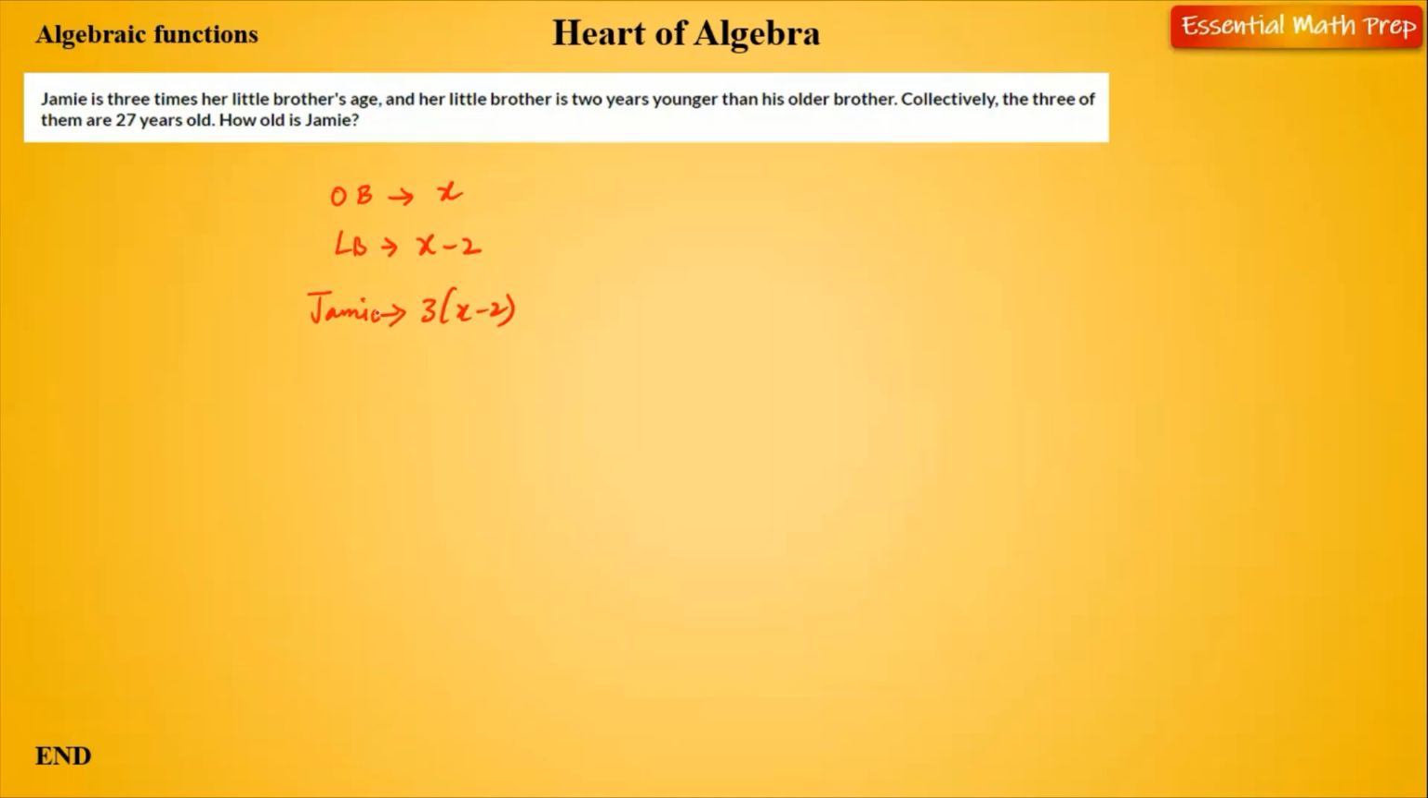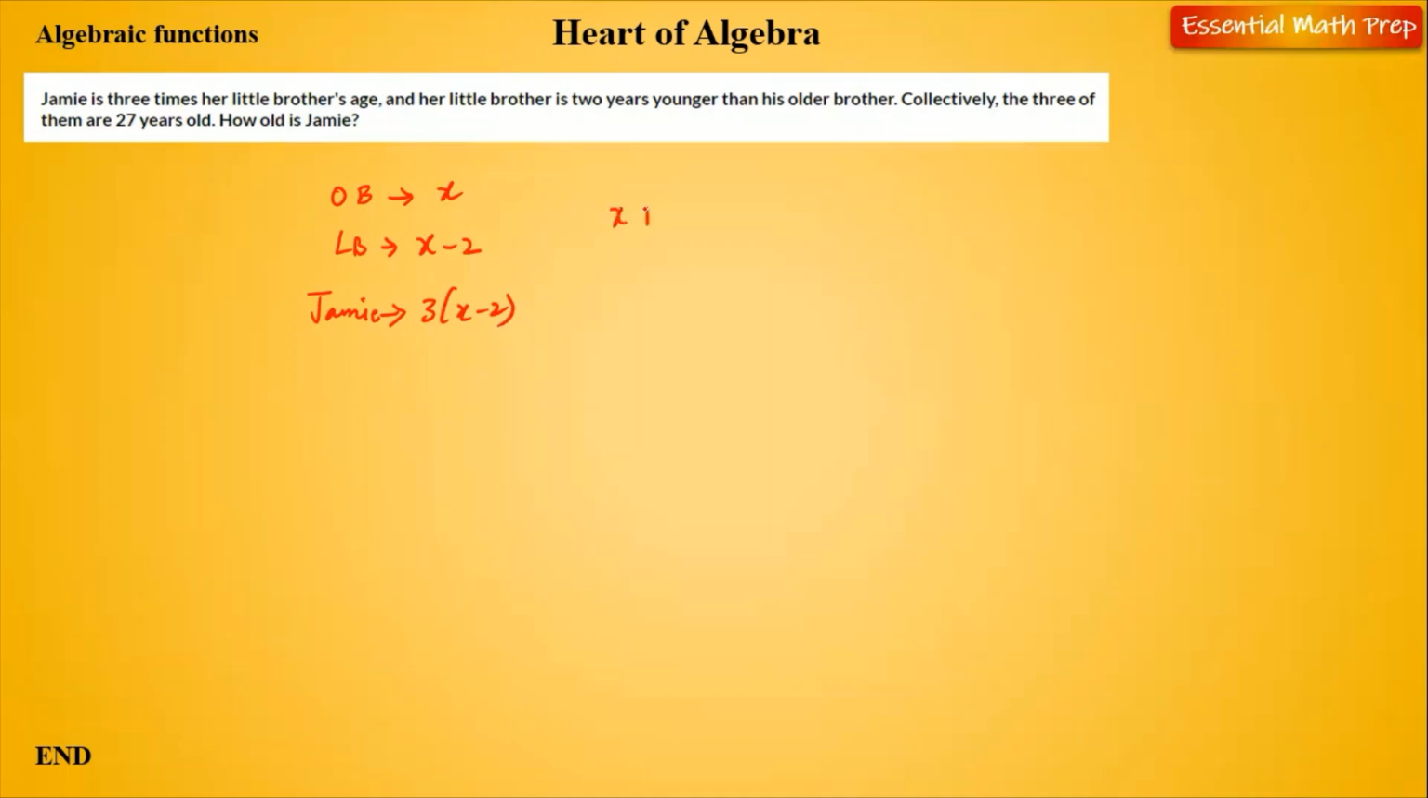So we have Jamie, and then the little brother, and then the older brother. First time around, I assigned X to Jamie. This time around, I assigned X to the older brother, which is the other end of the extreme. And bingo, it was so easy. See, we know the little brother is X minus 2. Jamie is 3 times this little brother's age, that's 3 times X minus 2.